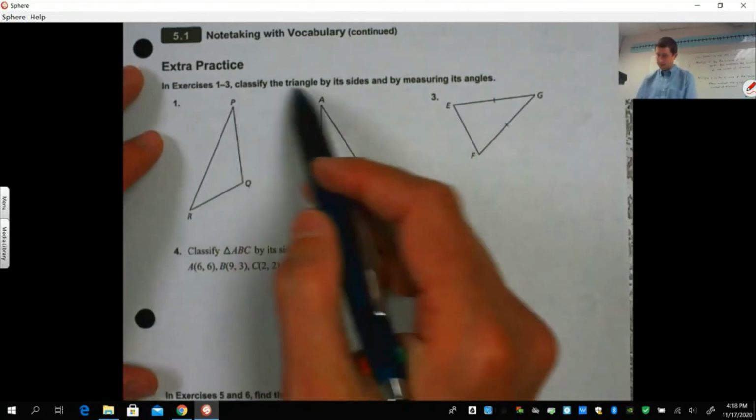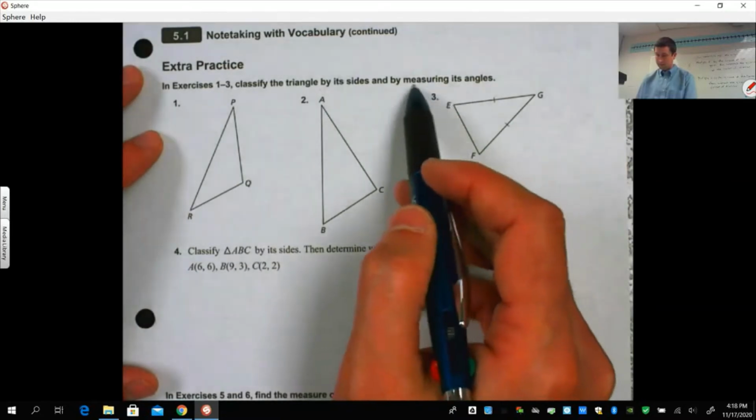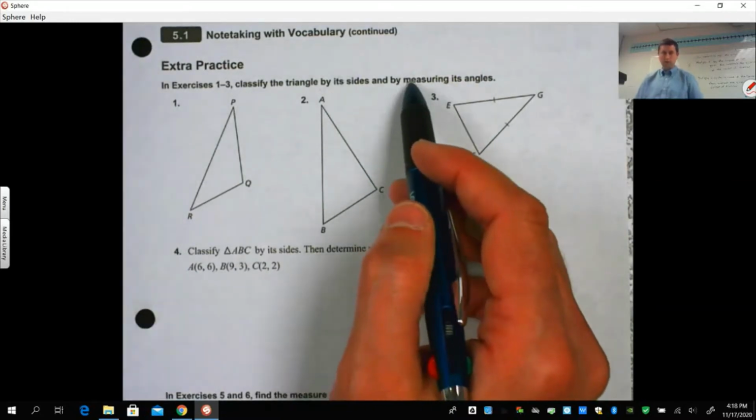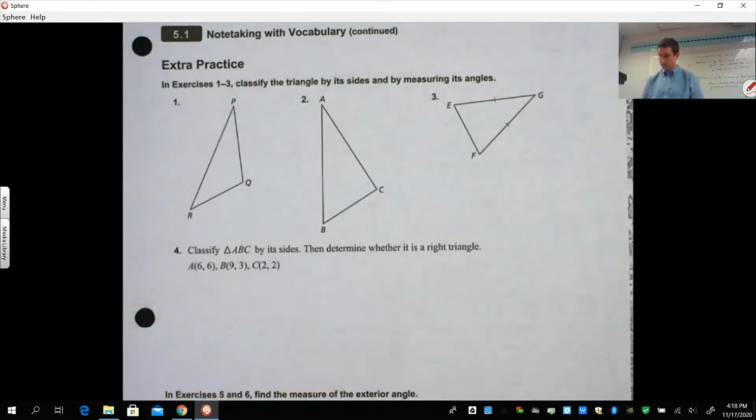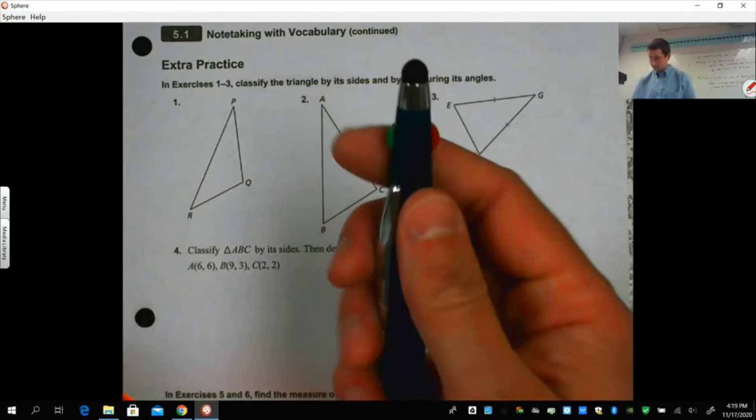Okay, so that's what you get here. It says classify the triangle by its sides and by measuring its angles. So our protractor, we're going to use here, classify the triangle by its sides.